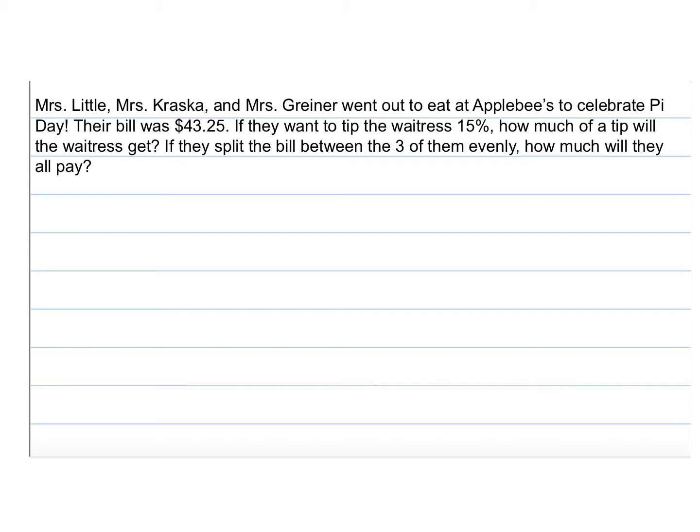So the tip is similar to sales tax. It's an amount that added on to the bill. So we're going to figure out what is 15% of the $43.25. So turn this into a decimal. Move your decimal 2 spots to the left.